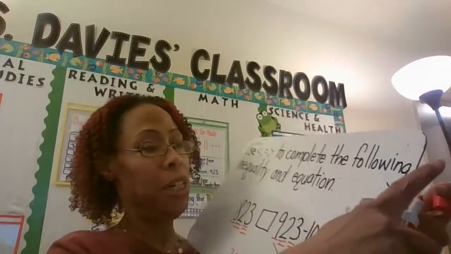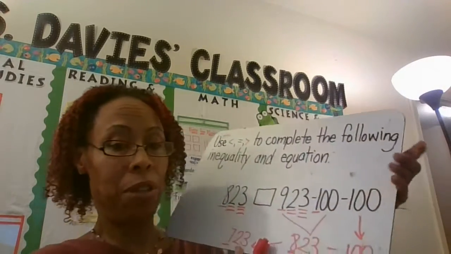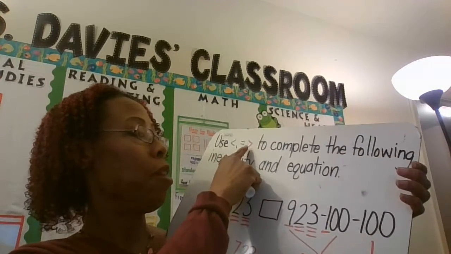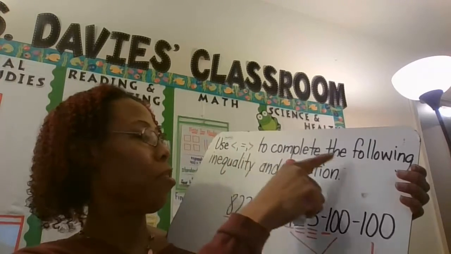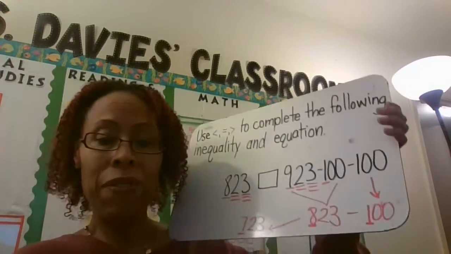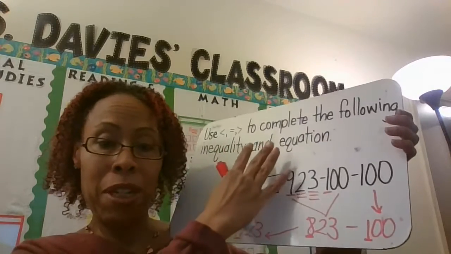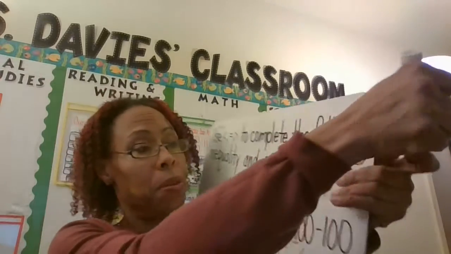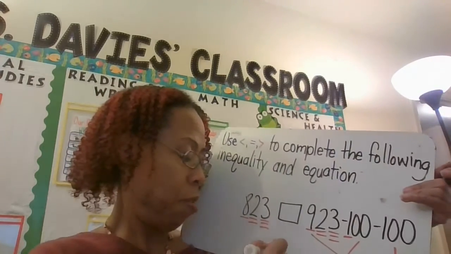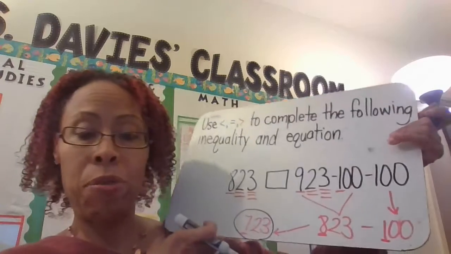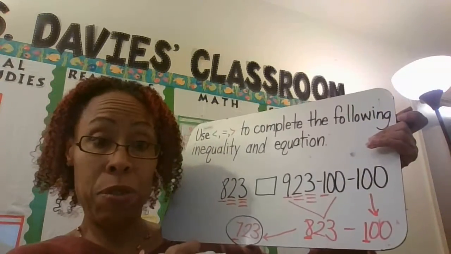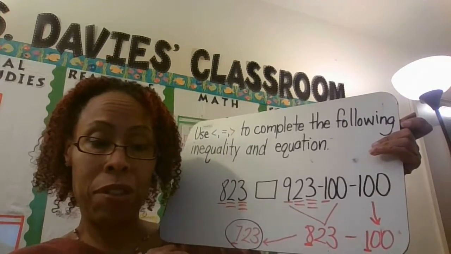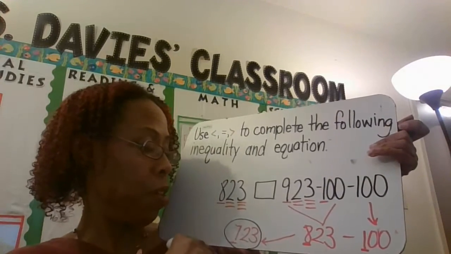No. We always go back to the directions to make sure we've followed them. Use the less than, equal to, greater than symbols to complete the inequality and equation. So even though we did all this work, we haven't responded to the original statement. All right, so this number is 723, and this number is 823. Which one is greater? Are they equal? No, they're not equal because they have different amounts of hundreds. So which one is greater?